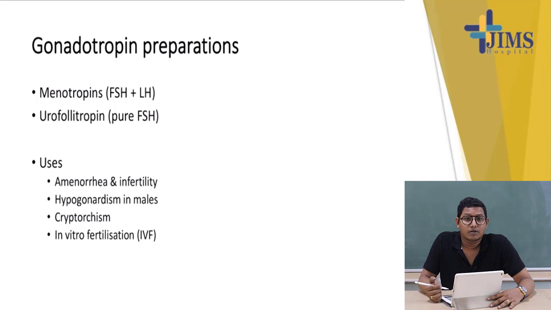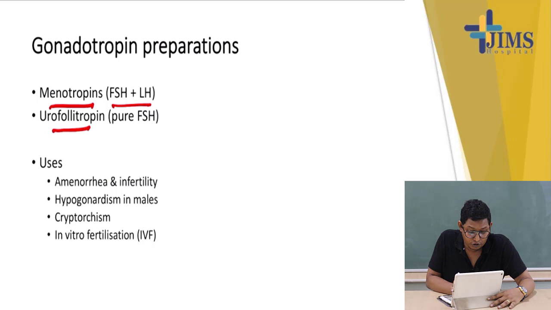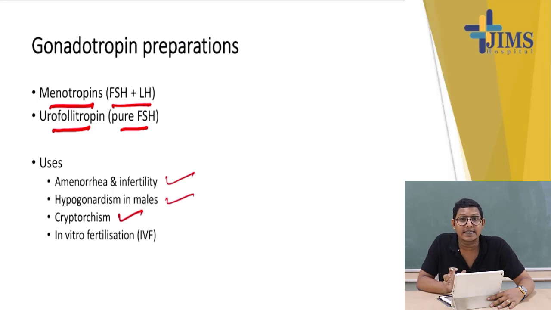So next are the various gonadotropin preparations that we have. These are menotropins, which is a combination of FSH and LH, and urofollitropin, which is pure FSH. Now, they are used in amenorrhea and infertility, hypogonadism in males, cryptorchism, that is undescended testis, and to assist in vitro fertilization, that is IVF.